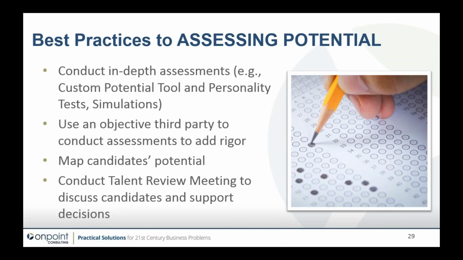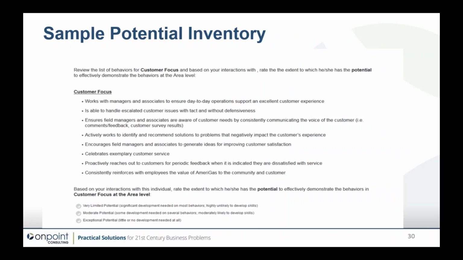And you also want to take this data and map the candidate's potential so you can see and compare people to each other, and use the talent review meeting to discuss the candidates and to determine who moves on to the next stage, but also to be able to support your discussions. And I'll say a little bit about this as we go forward and the impact of looking at that data on the decision process. So this is an example of a sample potential inventory.